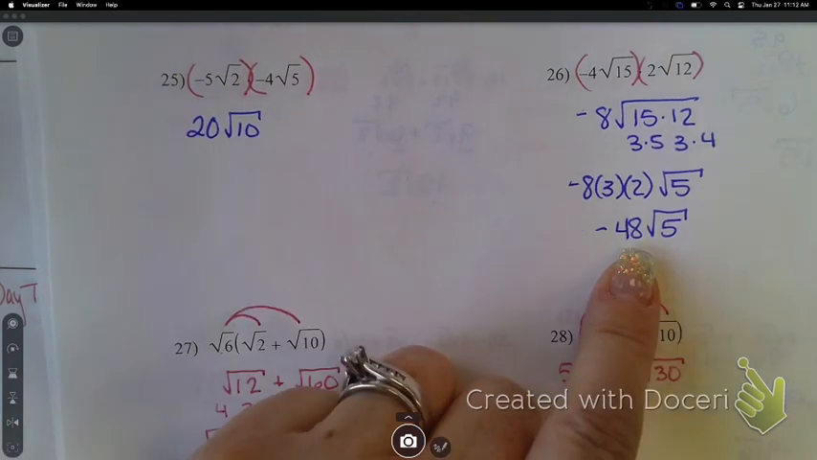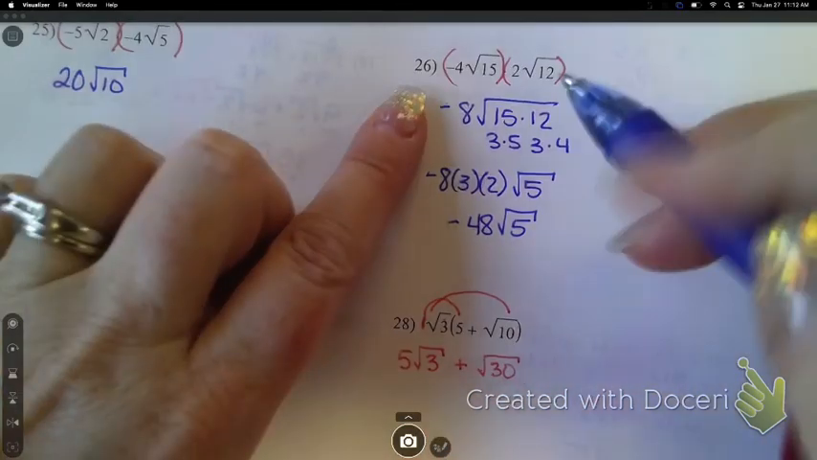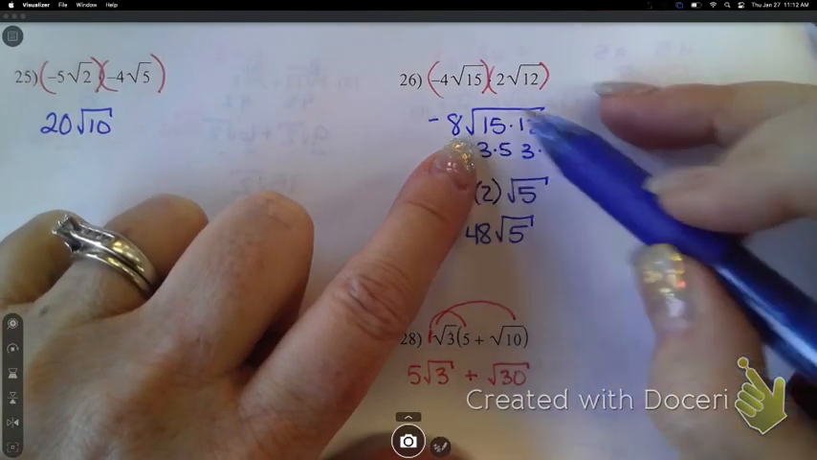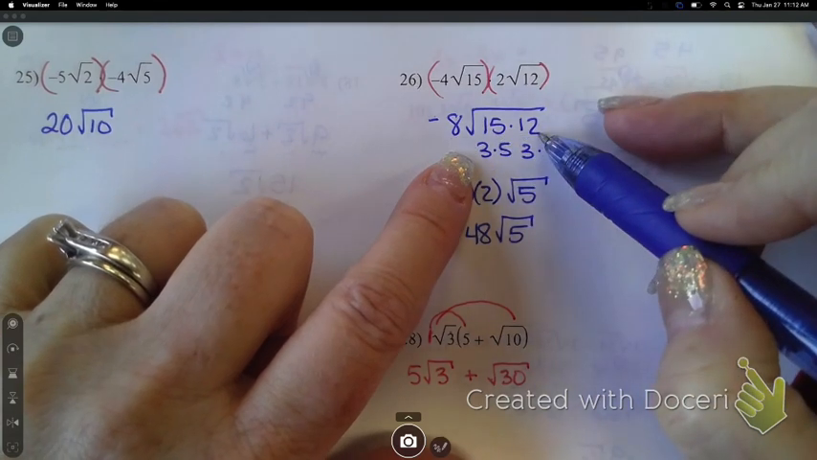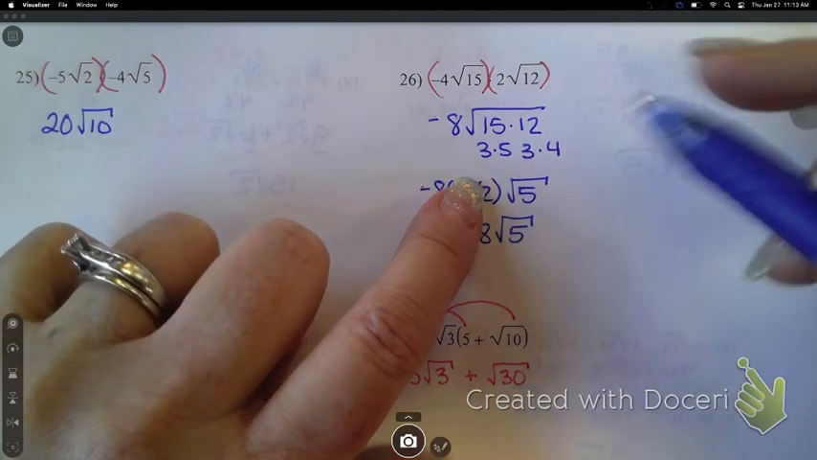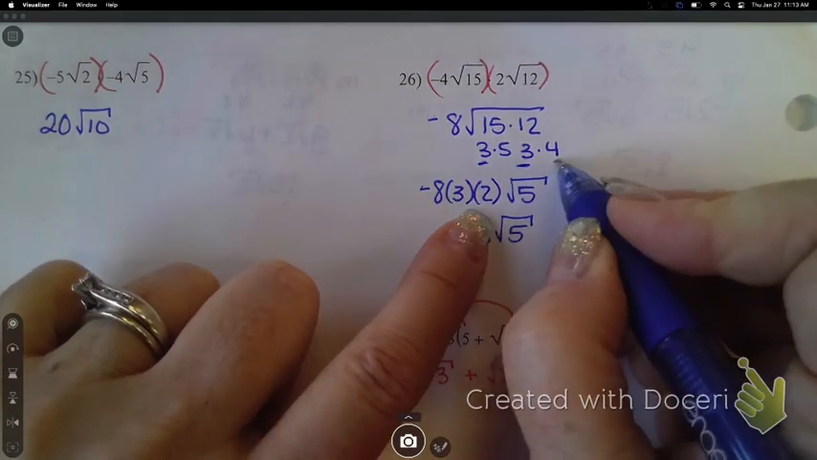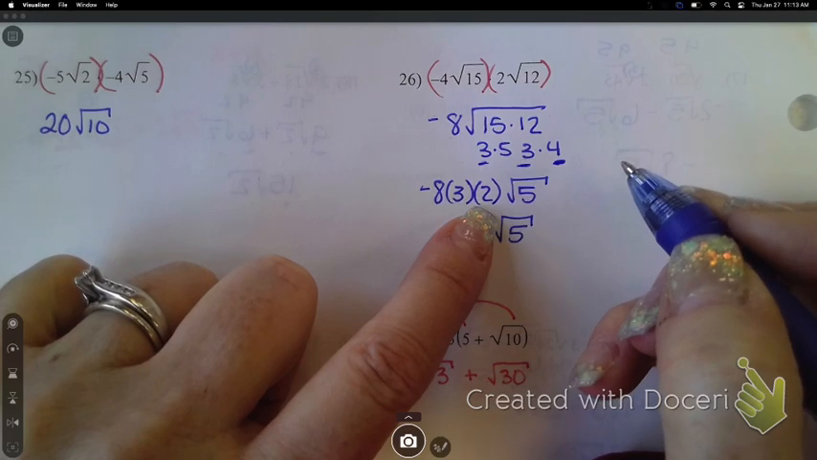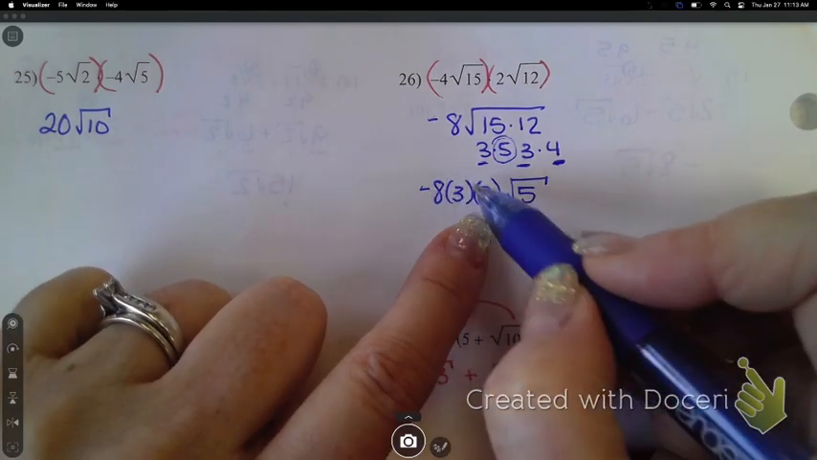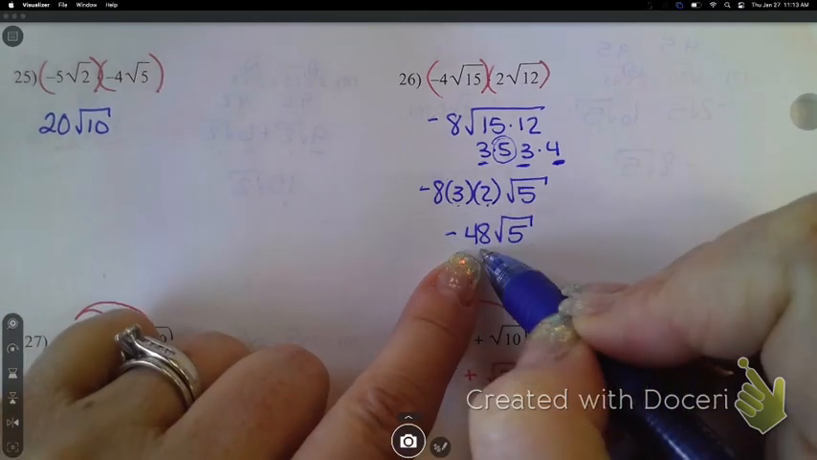Okay, how about 26? So 26 again. What is 4 times 2? 8. So that's negative 8, right? So I have negative 8 square root of 15 times 12. And 15 is 3 times 5. 12 is 3 times 4. So I can bring out a set of what? 3's. And the square root of 4 is 2. And 5 has to stay in the square root. So I have negative 8 times 3 times 2, which would be negative 48, square root of 5.